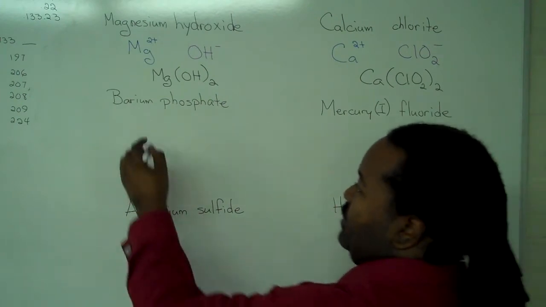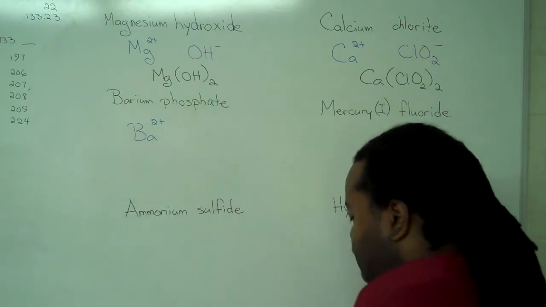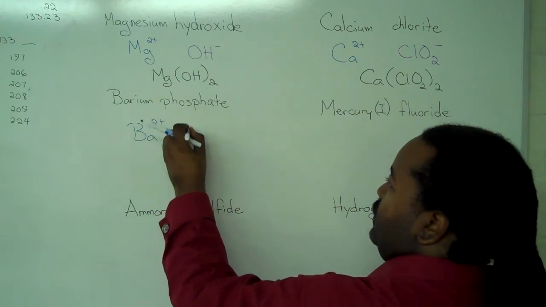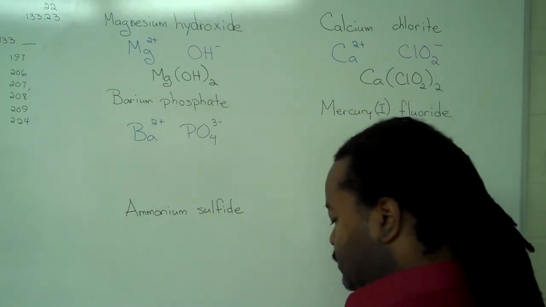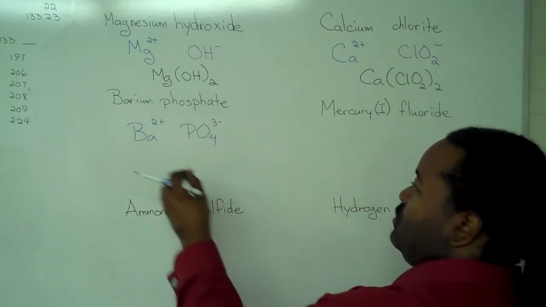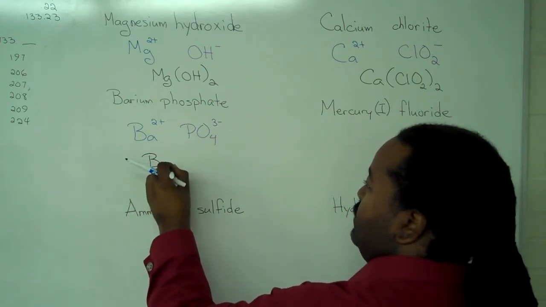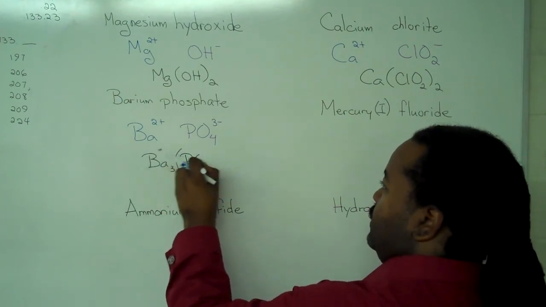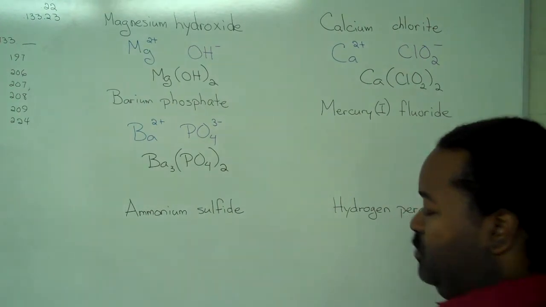Barium phosphate. Barium is Ba, 2+. The phosphate ion is PO4, 3-. So we will need 3 copies of the barium and 2 copies of the phosphate. So a subscript of 3 on our barium, parentheses around the entire phosphate ion, and a subscript of 2.